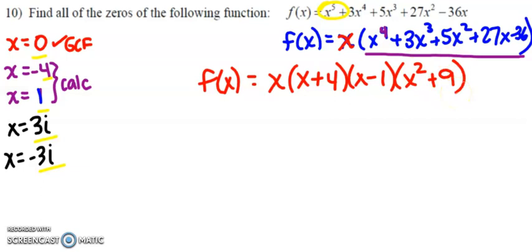factored form. All right, I'm going to stop there, and I will pick up with one more video for the remaining problems.